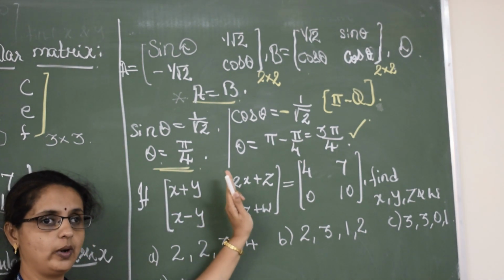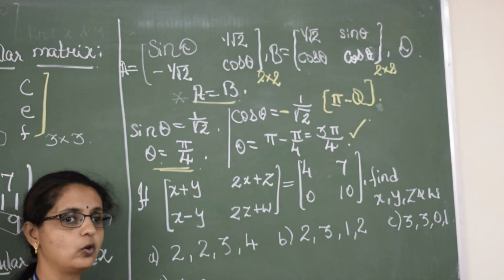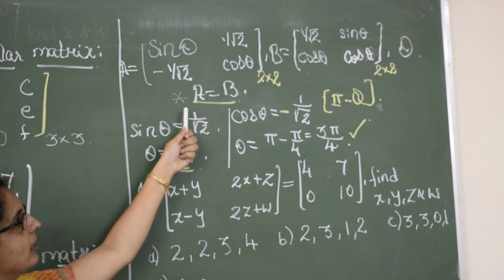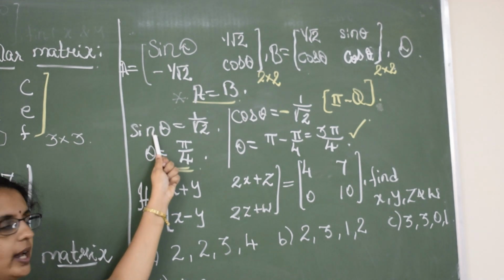Concentrate on this good question, and I will even tell where the students make mistakes before you go for the option. Since the condition is A is equal to B, let us equate the corresponding elements.